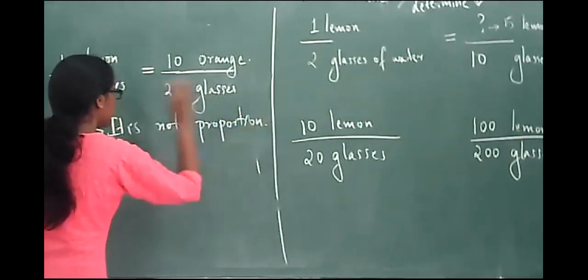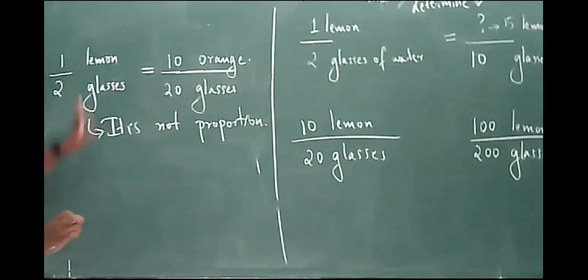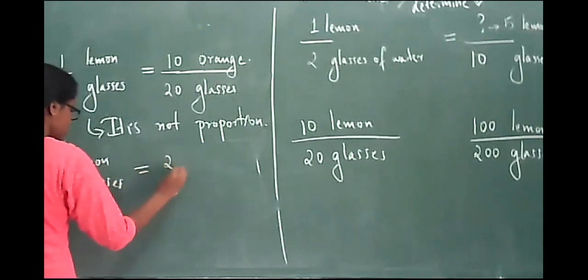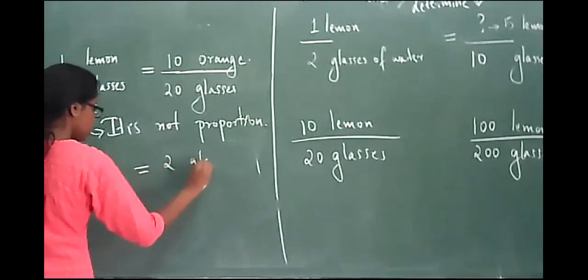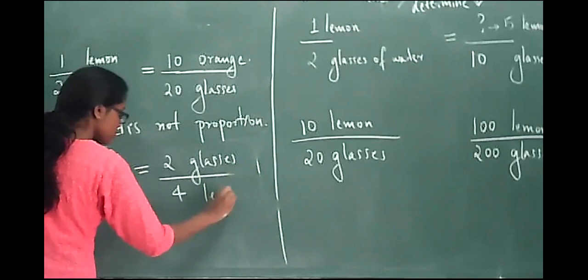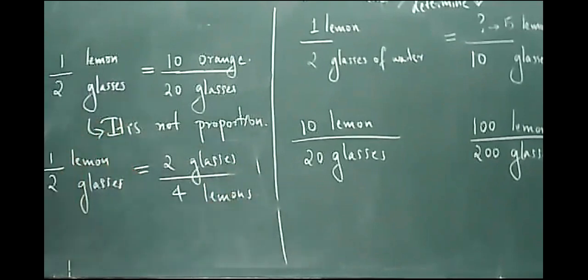So I could also say, what else is proportion. Let us say we are going to talk about lemons and glasses. Can I write it as, for every one lemon we need 2 glasses of water, is proportional to 2 glasses of water for 4 lemons? You can't say that. Because I said 2 glasses by 4 lemons.